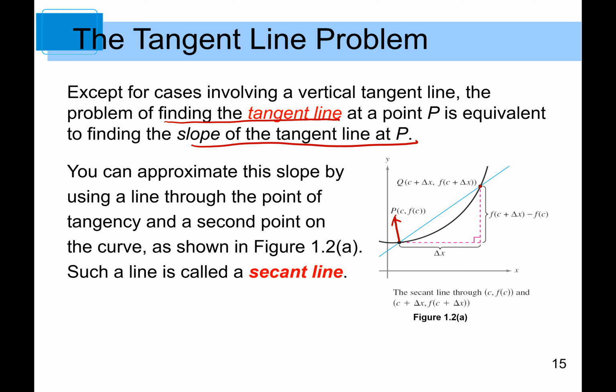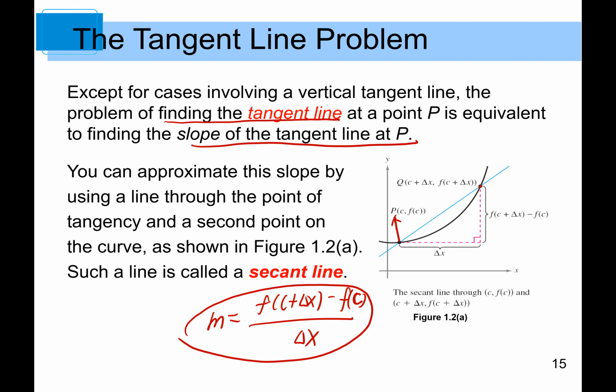So in this case, the slope is equal to f of c plus delta x minus f of c over delta x. Okay, this is change of x, that's change of y. And such a line, right, is called a secant line. And secant line is a very important concept with respect to the tangent line.